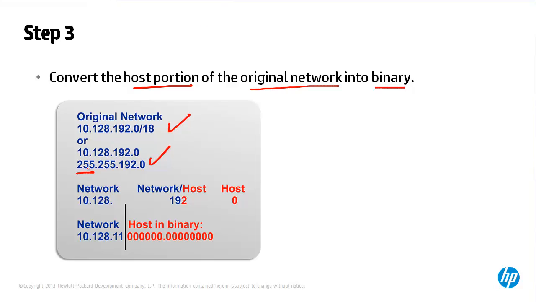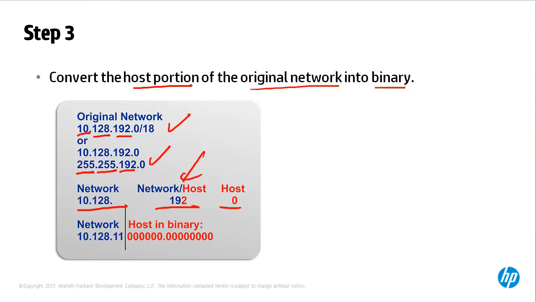255 tells us that the first octet is network. 255, second part is network. The 192 implies that the network host portion changes in the third octet. So network, first 2 octets, network host in the third octet, host portion in the fourth octet. So there's a split here between network and host.